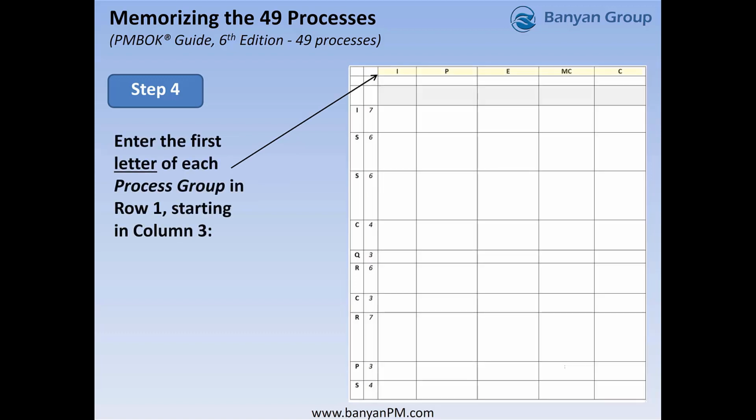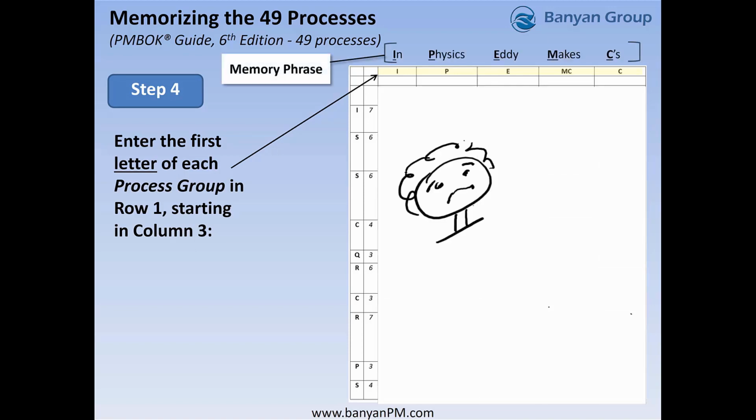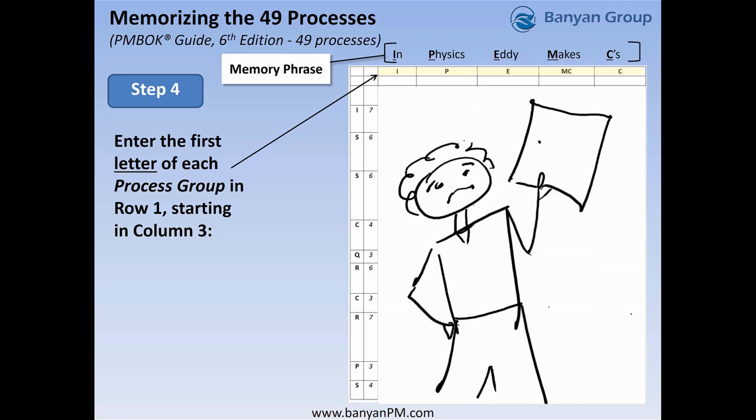Step 4. Enter the first letter of each process group in row 1, starting with column 3. Now these letters aren't too hard to memorize, but we have a memory phrase just in case. The memory phrase is, in physics, Eddie makes C's. Some of us may relate to this.